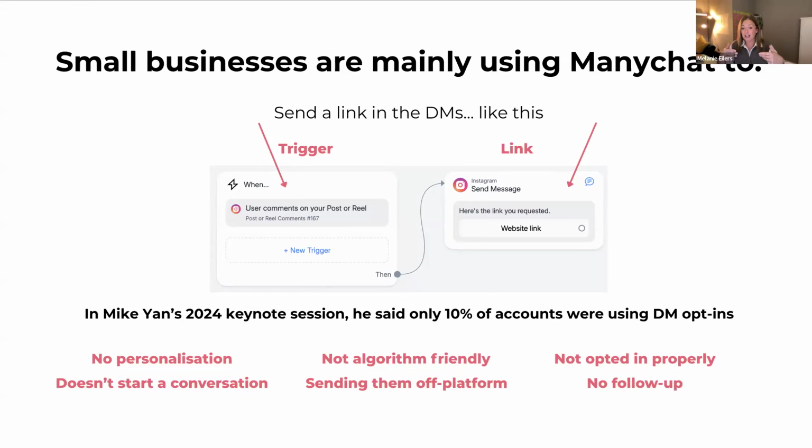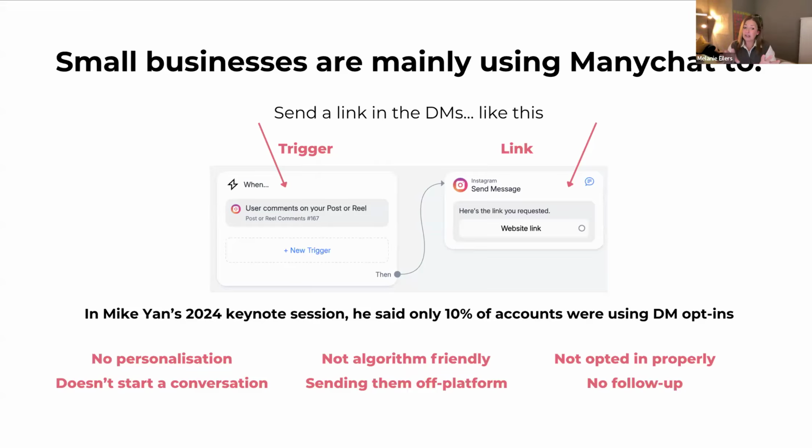There is no personalization in this as well. They're not taking the time to get to know who's coming into the DMs, asking for their name, for example. It doesn't start a conversation. They're bringing them into the DMs. They're sending them straight out again. Therefore, that is also not algorithm friendly. You want to be keeping people on the Instagram platform as much as possible. Sending them off platform, you're sending them away from your content, away from your bio, away from your profile. They're gone and you cannot get them back.